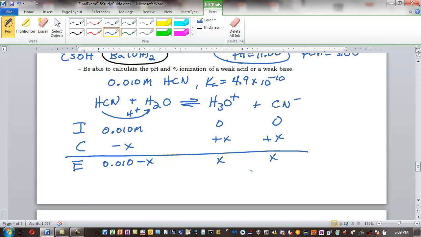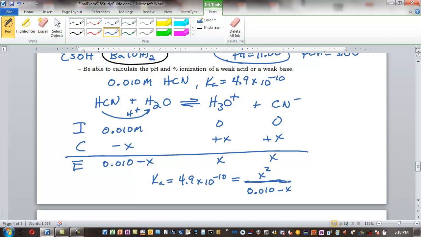So our Ka value, 4.9 times 10 to the negative 10th, and its products. Now in this case, our coefficients are all 1, so it makes it easy. You don't have to worry about raising to the power of the coefficient. So it's just x times x, which is x squared, over 0.01 minus x. So what do we do here? Yes. Small x approximation.